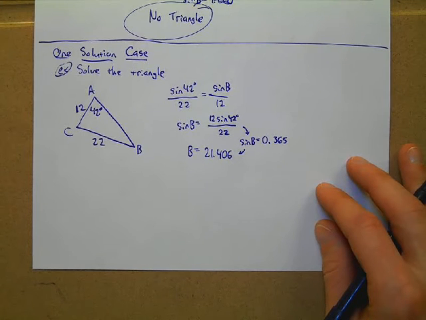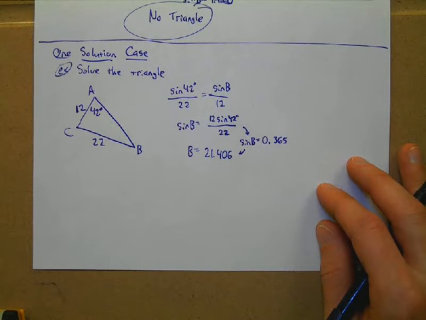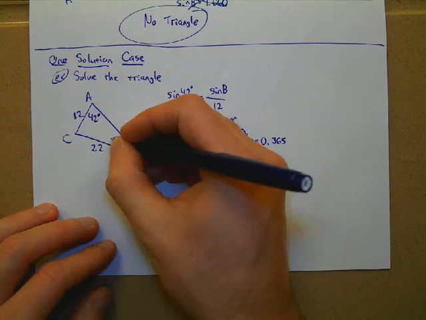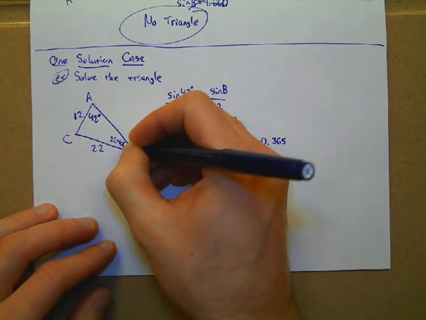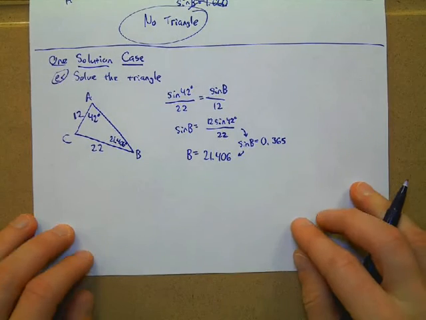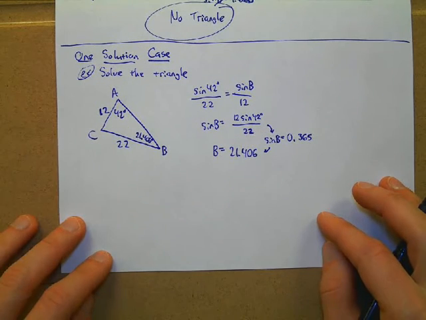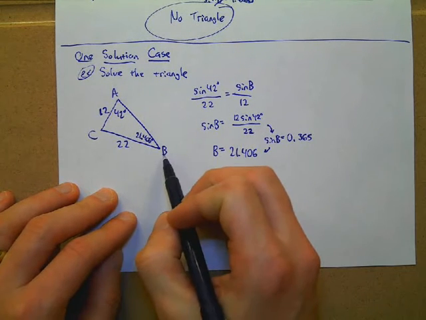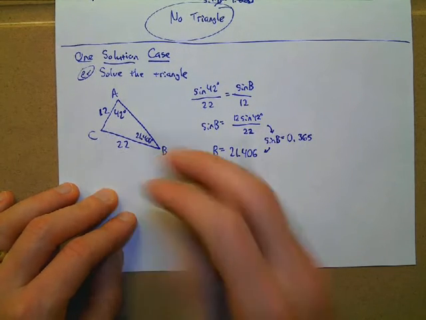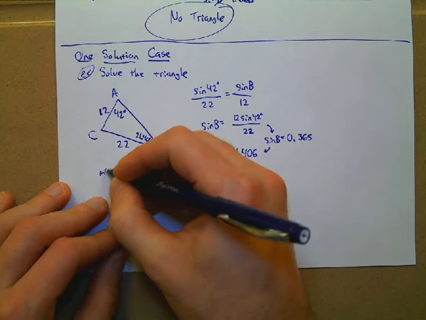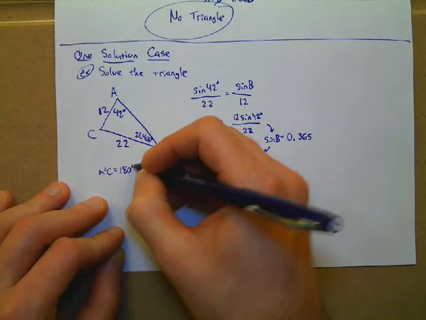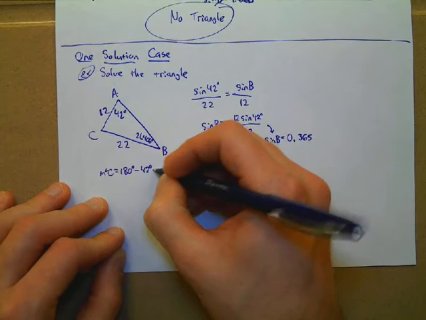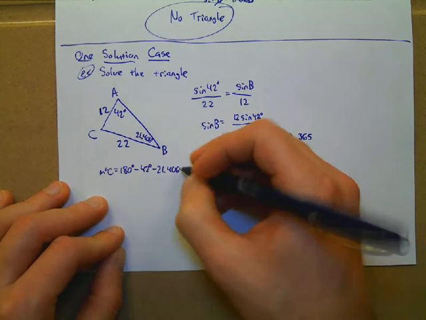And so there's our angle B. Now that we have that, we can find the other pieces. Once I find angle B, I can get angle C by doing 180. So the measure of angle C is 180 minus the 42 minus the 21.406, which is going to equal 116.594.